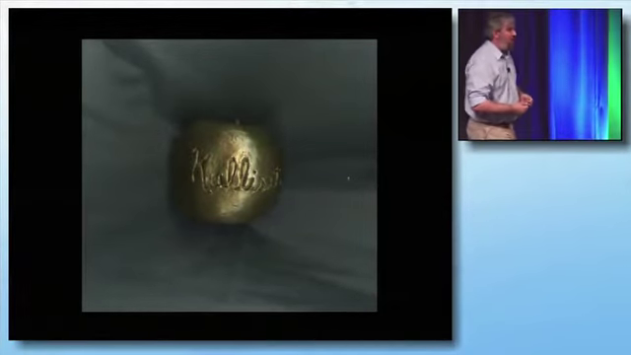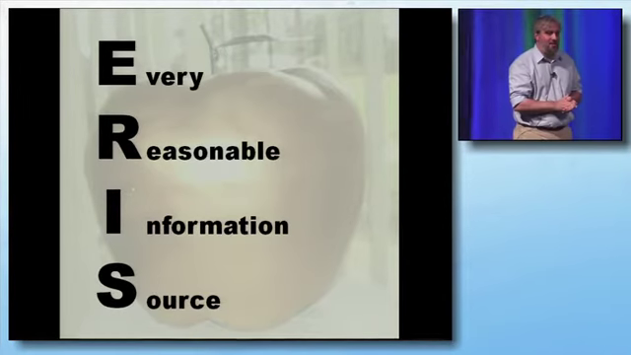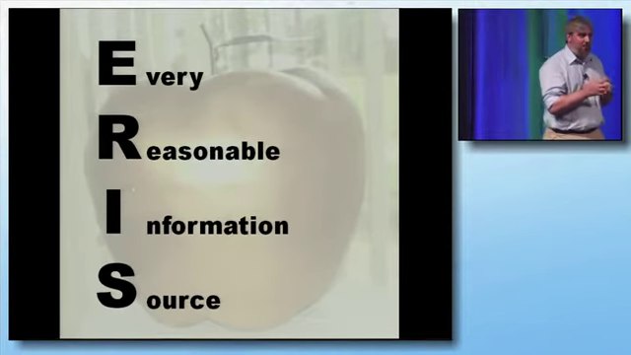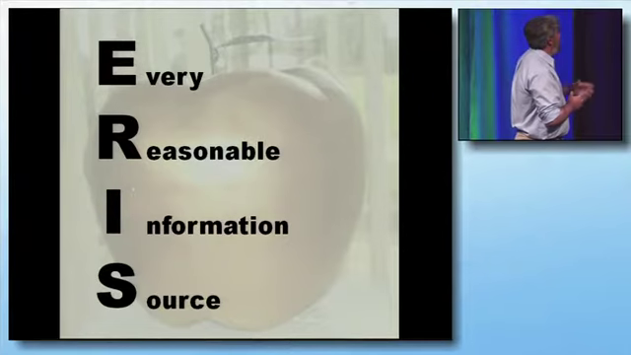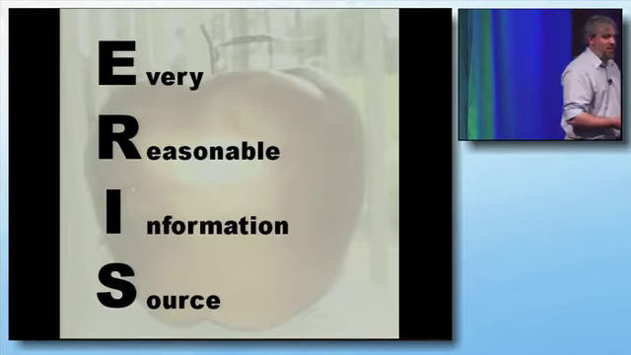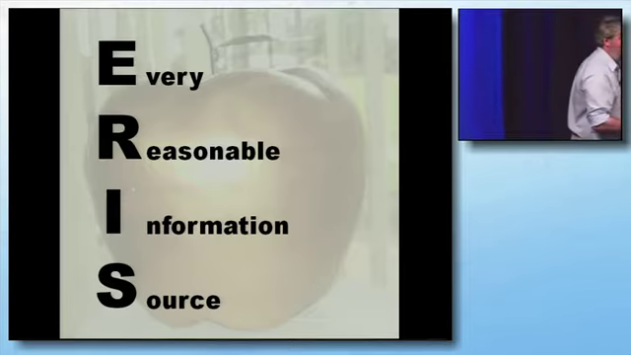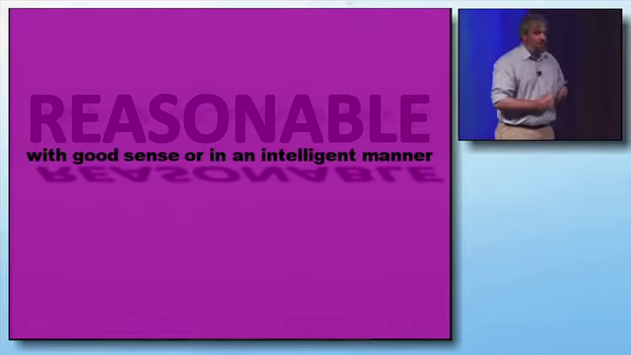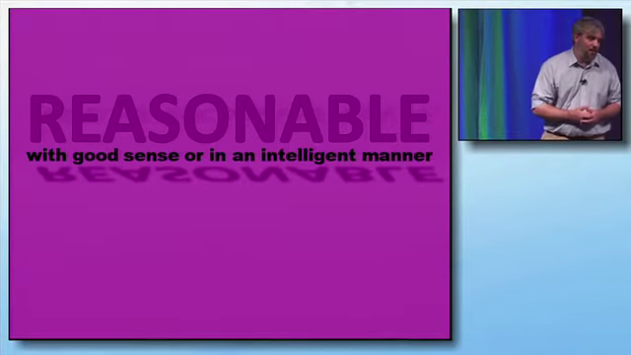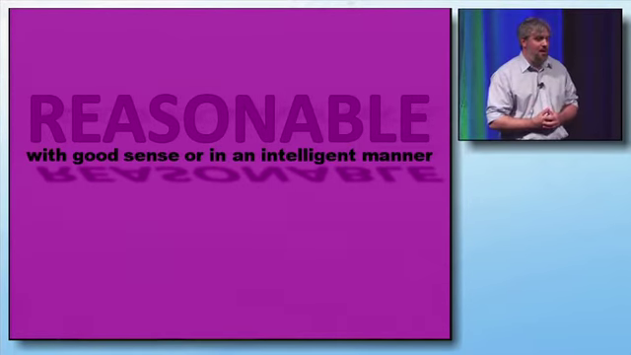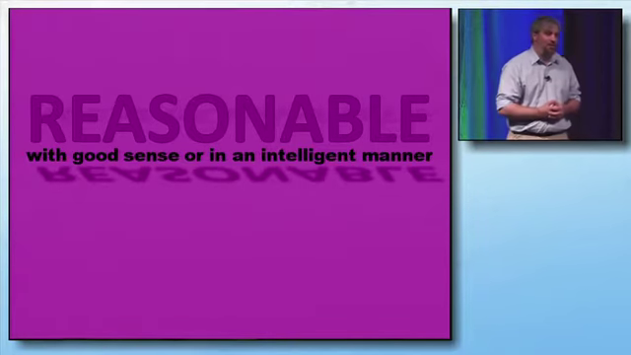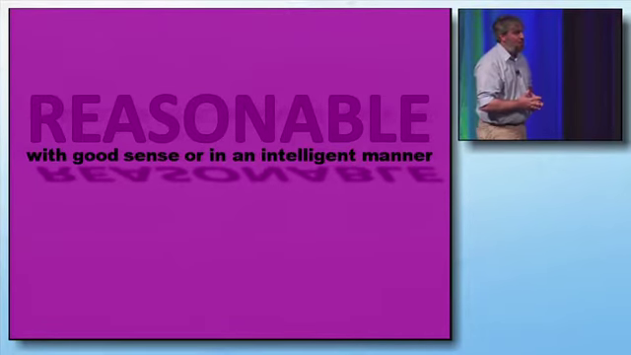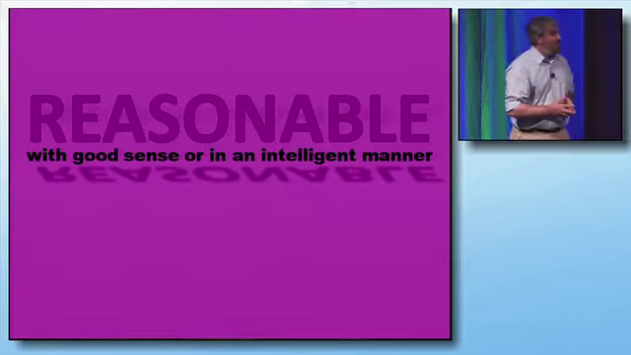We're all saying, well, we need either authoritative resources like corporate or government data, or we need to find the very authoritative things that people are making. But I'm saying, what about every reasonable information source? For each project, we have a different need. We have a different set of data that will be applicable. And of course, reasonable, we have the definition, or what we can choose to be reasonable, is with good sense or in an intelligent manner. So we have to choose ourselves what is reasonable data for our GIS projects.